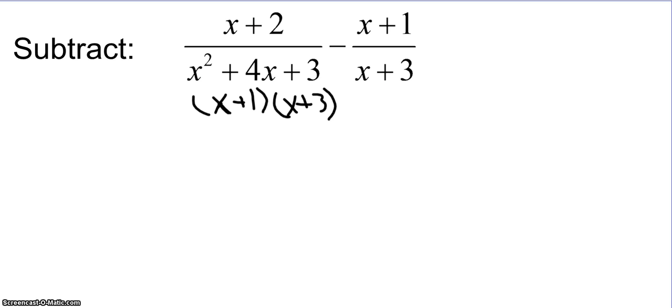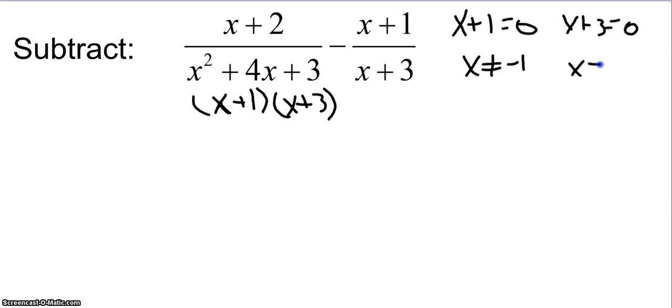Alright, so let's talk about our restrictions. So x plus 1 equals 0. So x cannot equal negative 1. x plus 3 equals 0. And so x cannot equal negative 3. And the other one's also going to be x plus 3. So those are both of our restrictions.